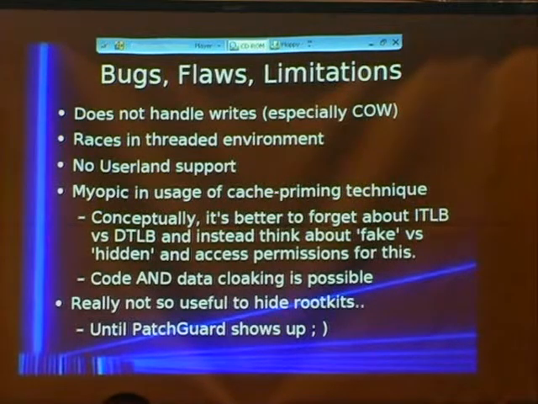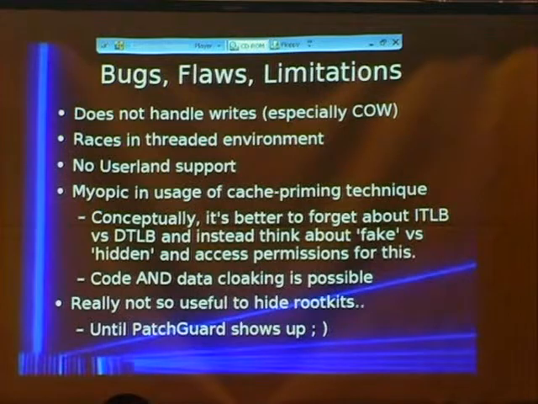And in my opinion, they sort of looked at this the wrong way as far as this cache priming technique. I think it's better to think about this not in terms of ITLB versus DTLB, like a schism between the two caches, but instead as a schism between your page tables and what's in the cache. So your fake data would be in the cache, and the hidden data would actually be in the page tables. Then you can set up access permissions, and with this thought pattern, an API basically just flows from this that enables code and data cloaking, which I'll show you in a bit.